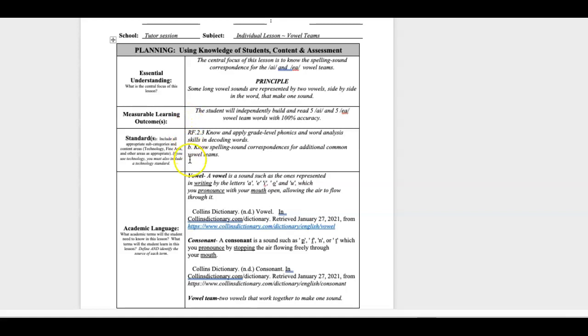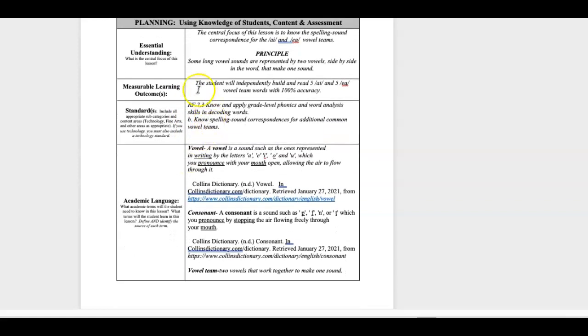I go to the standards. Here is my reading foundational standard for 2nd grade that I'm going to be using in this lesson. What academic language does Vinny need to know, and where did I find the definition for that term? Well, vowel is going to be needed, and I used the Collins Dictionary. Consonant, vowel team.